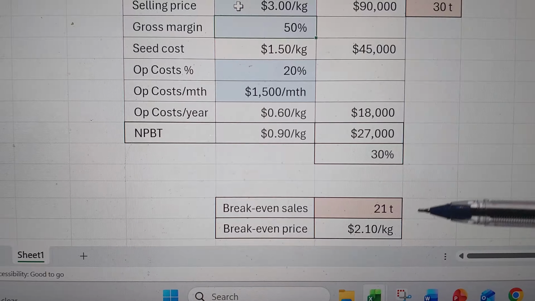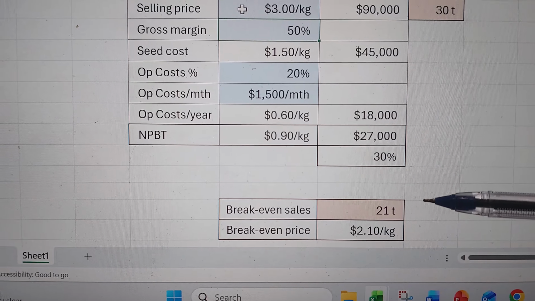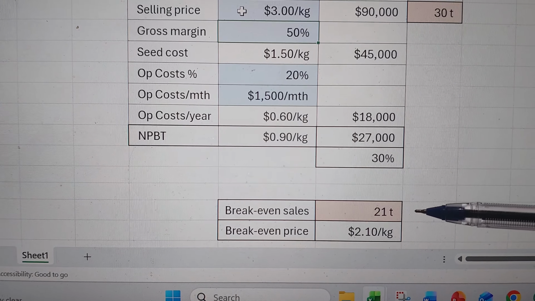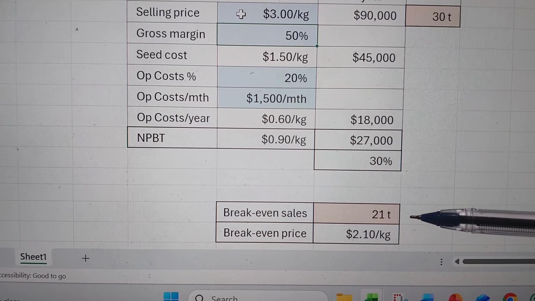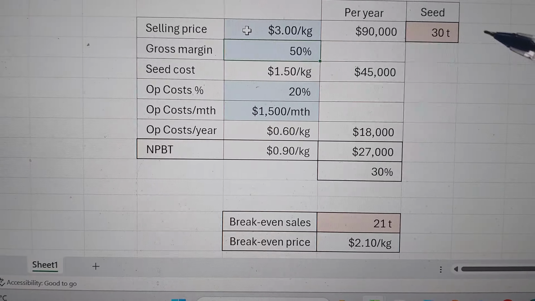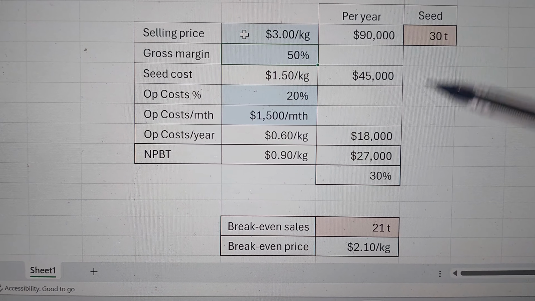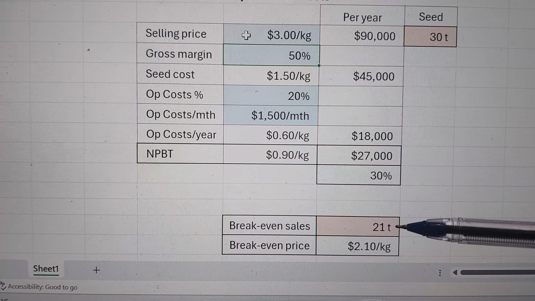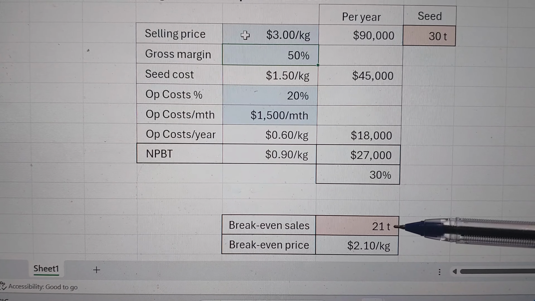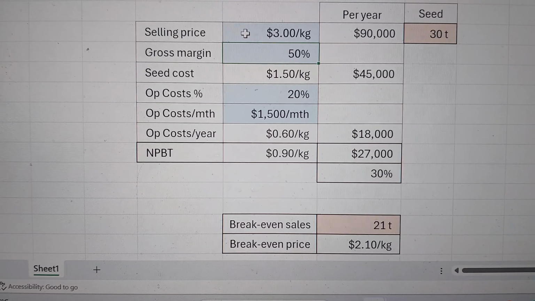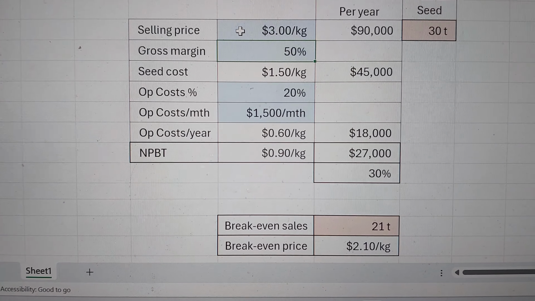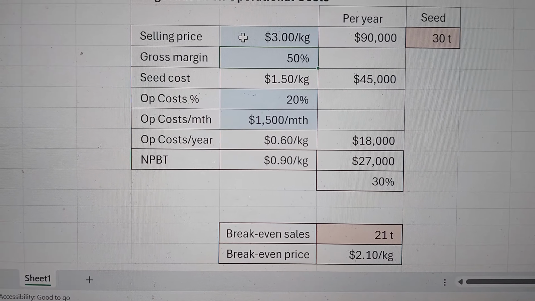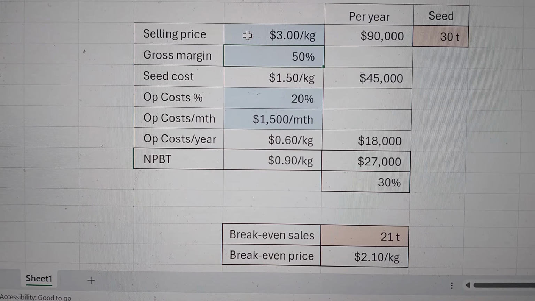and that you get a sufficient gross margin in order to give you a good profit, or the profit that you require. On the spreadsheet, you also have the break-even sales, which is 21 tons. So you see, you need to sell 30 tons in order to get this profit. But if you just break even, in other words, you don't make a profit or a loss, you have to sell 21 tons. If you sell more than 21 tons, up to 30 tons, you're going to start getting more and more profit.